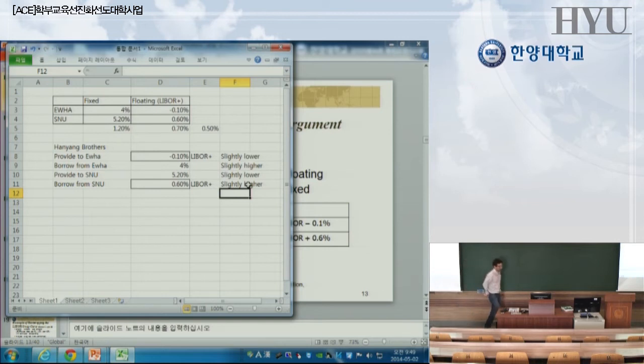So you use the two operations. Then let's see what happened. You provide EY at this rate, and therefore you borrow from EY at this rate. So you have this money, right? And then you provide EY at this rate. Therefore, when you borrow, okay.